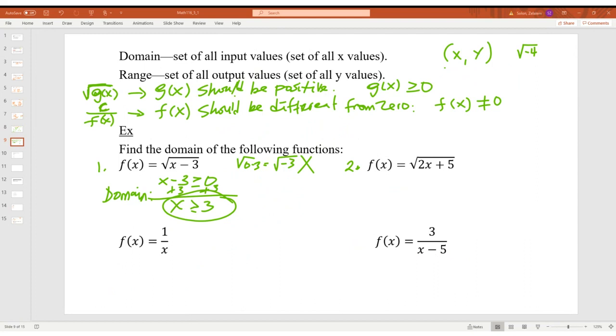The expression should be a number, so it cannot be negative. So let me write down the expression for you, and I want you to solve it. When you see the expression inside here, it's 2x plus 5. It should be greater than or equal to 0. That's the domain. So all you have to do is just solve this.